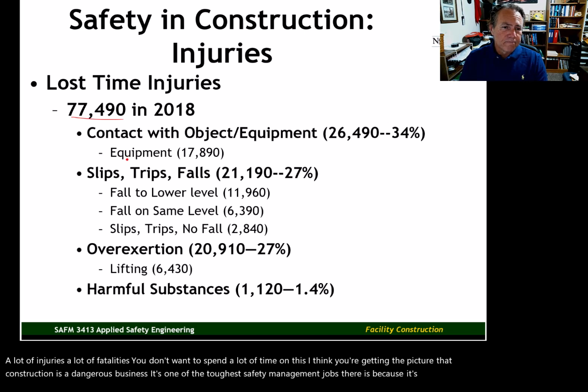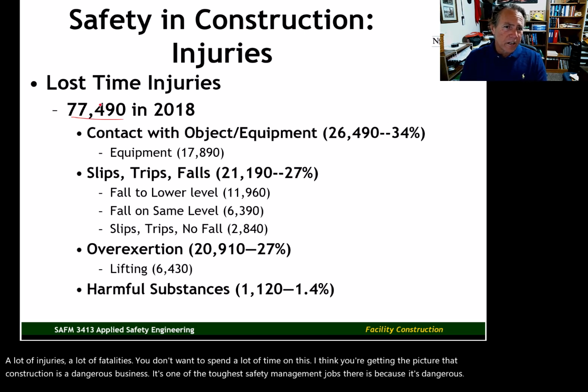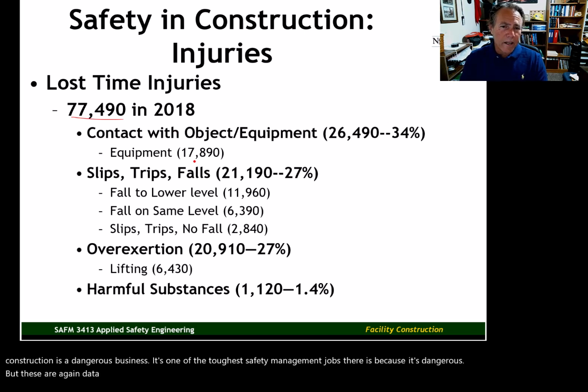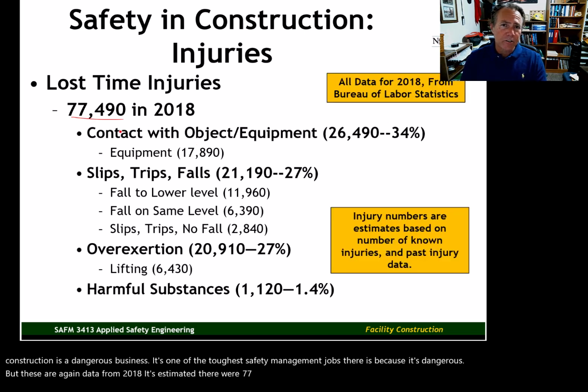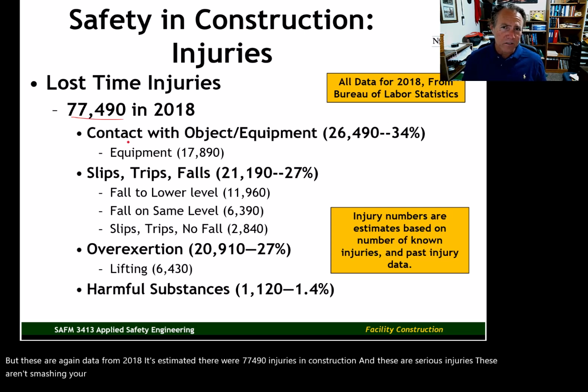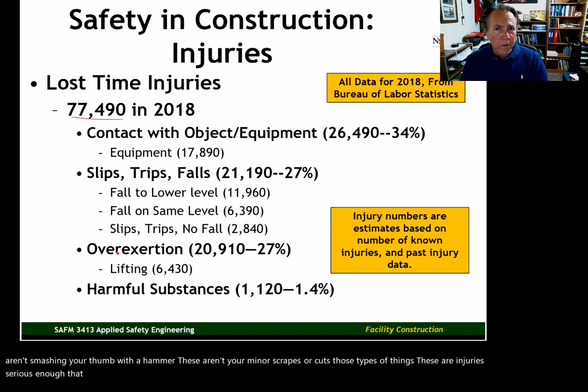But these are, again, data from 2018. It's estimated there were 77,490 injuries in construction. These are serious injuries. These aren't smashing your thumb with a hammer. These aren't your minor scrapes or cuts, those types of things. These are injuries serious enough that they required medical care, or they required the worker to miss days away from work.